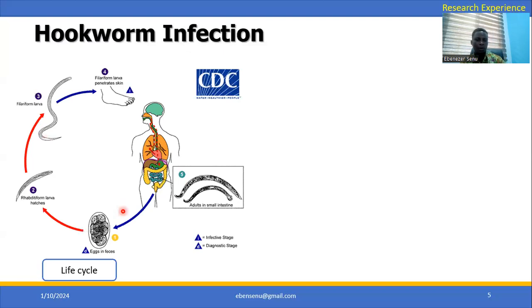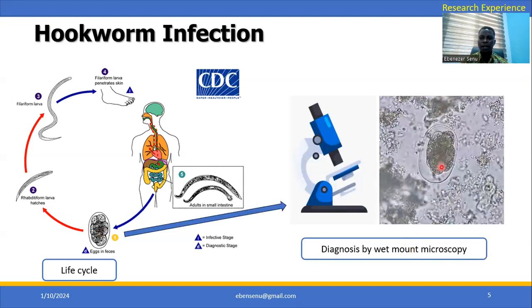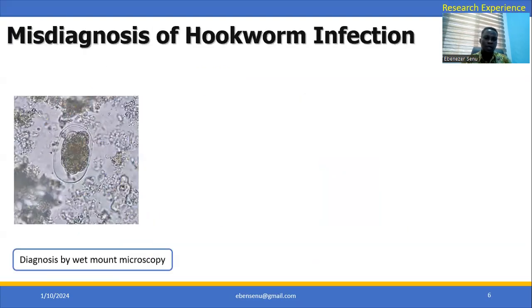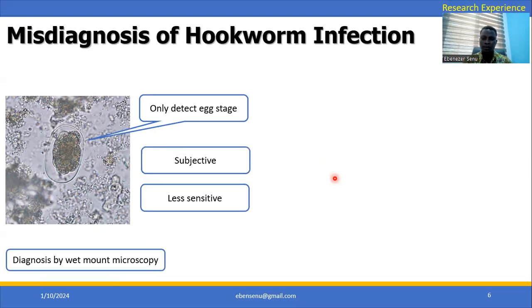For the past years, diagnosis of hookworm infection has been based on the detection of the egg stage using wet mount microscopy, where we are able to see the oval-shaped egg under the microscope. However, this wet mount microscopy only detects the egg stage and is subjective and less sensitive.